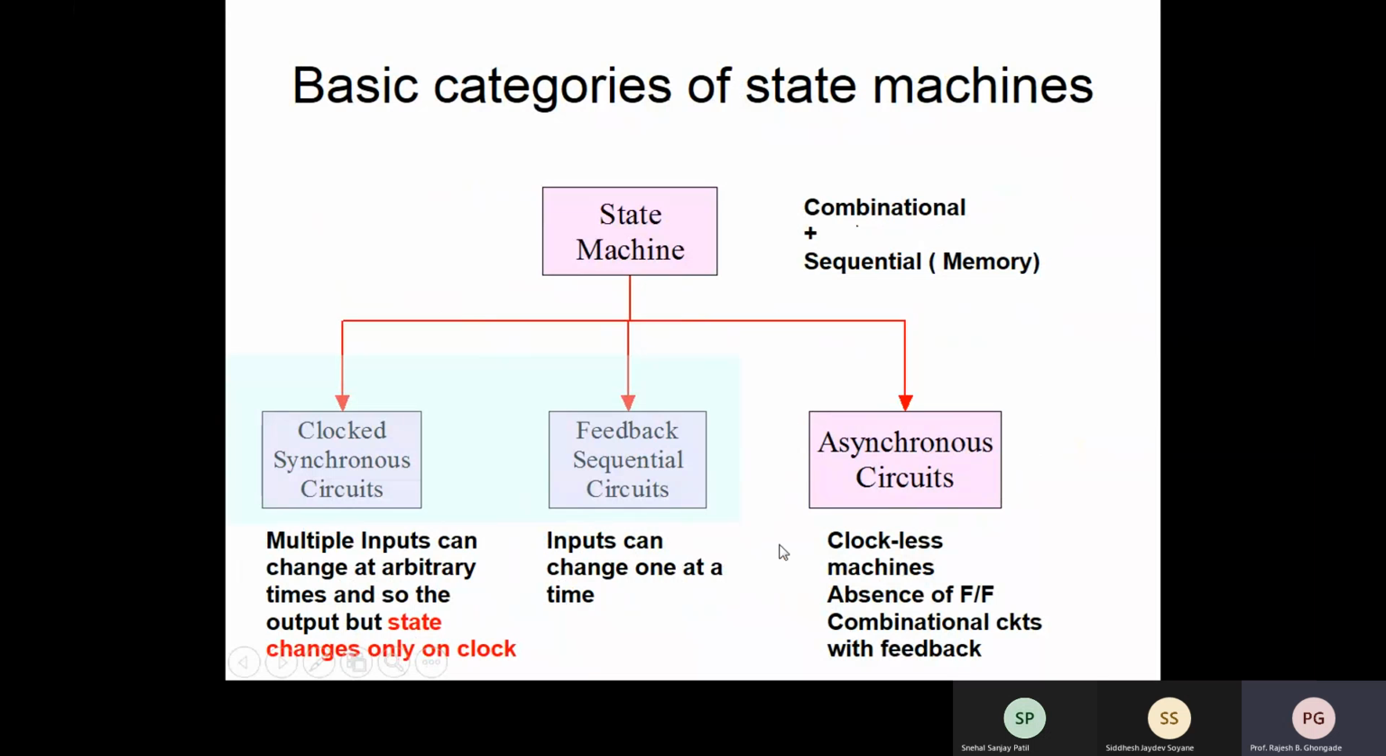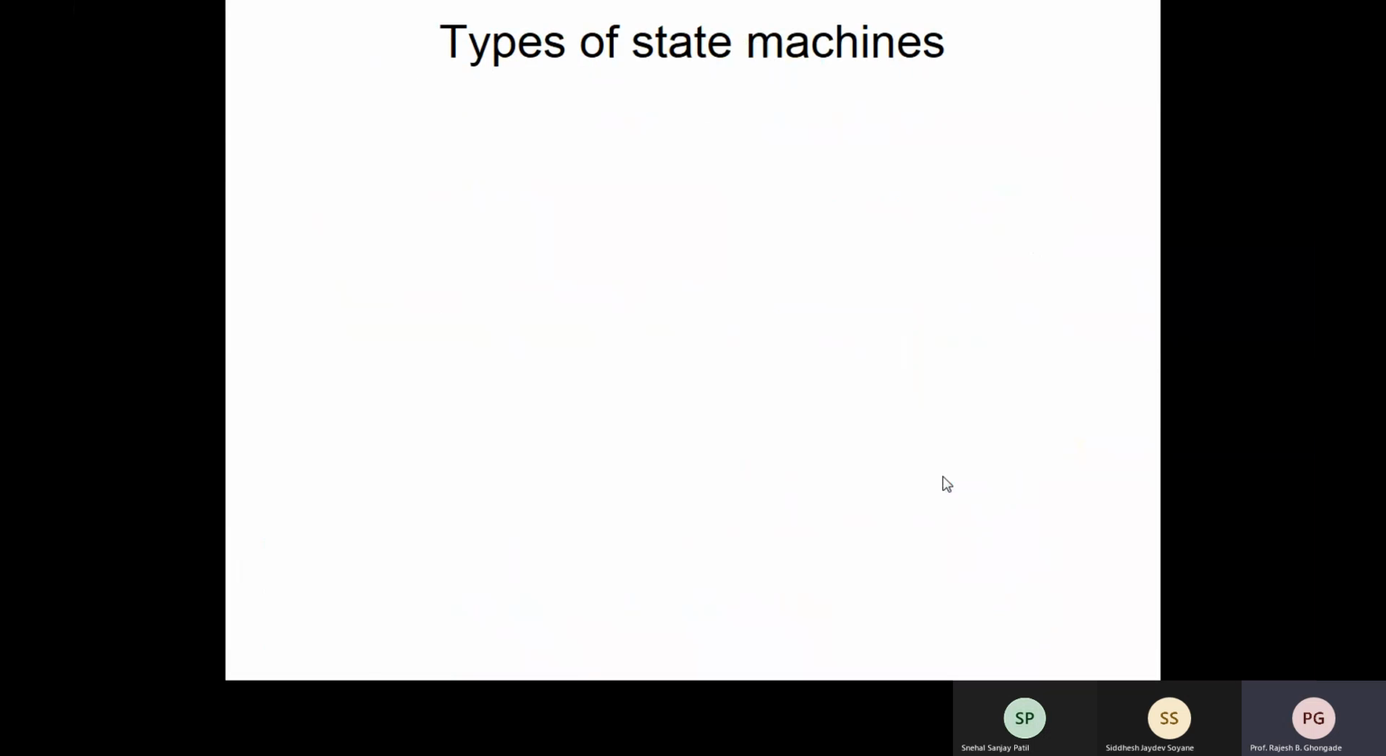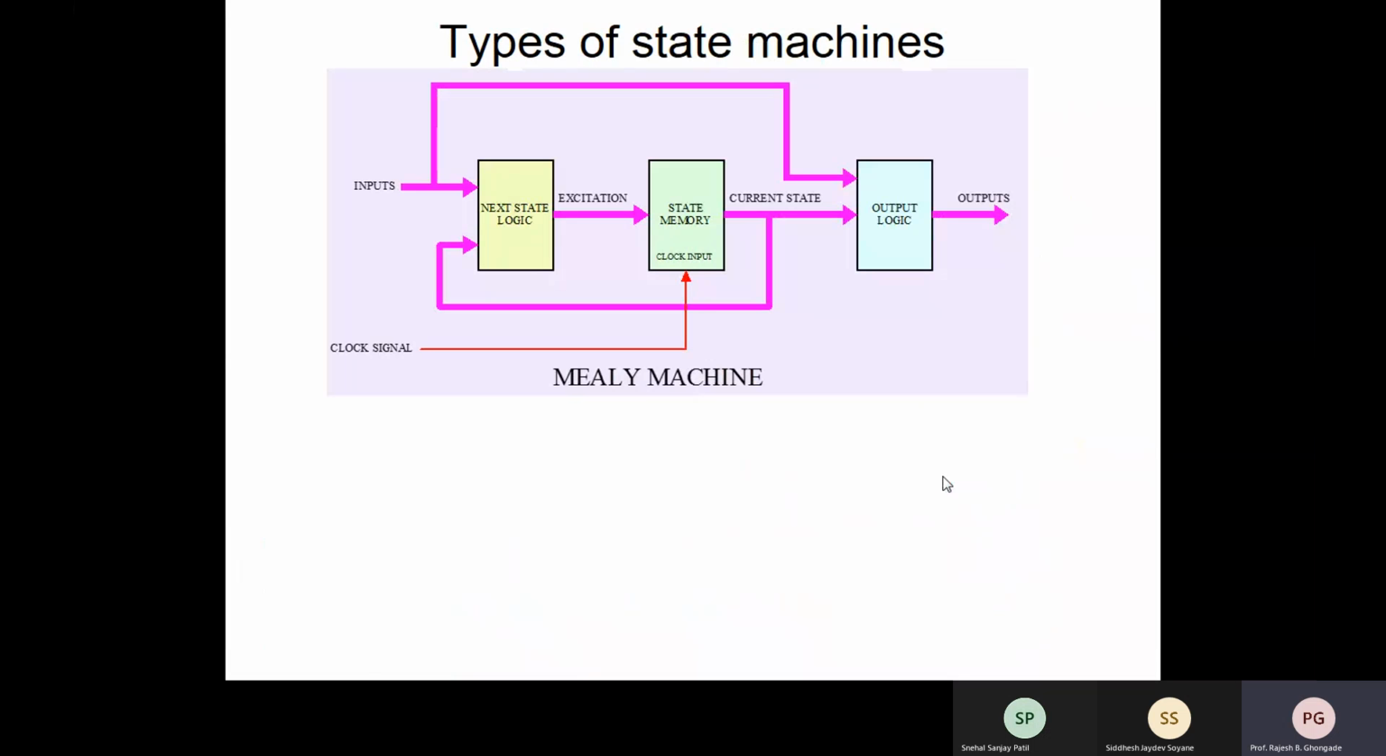Asynchronous circuits are interesting because it is a clockless machine. For systems where very high speed is required, you have to go for asynchronous circuits. Here the flip-flops are absent. In asynchronous sequential circuits, flip-flops are absent, but the combinational circuits will have some feedback. These are the types of state machines.